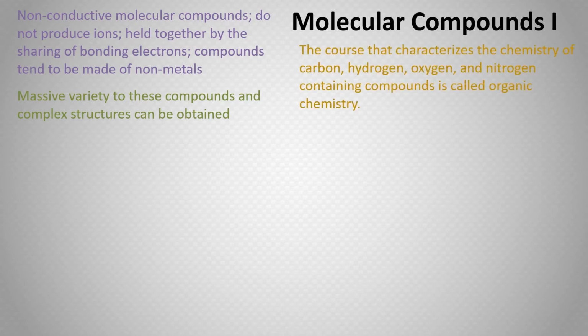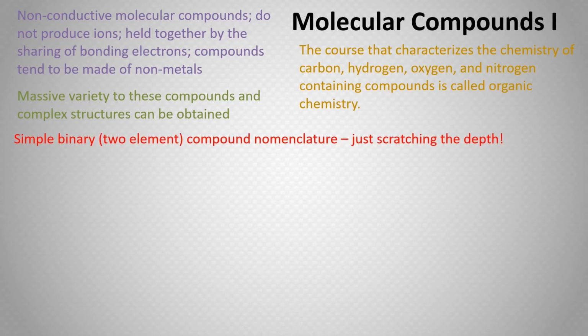There's a whole year of chemistry to just characterize the huge variety of carbon, hydrogen, oxygen, and nitrogen-containing compounds called organic chemistry, and the nomenclature rules can fill multiple pages. Now, we're going to keep it simple at this stage and just concentrate on naming binary, two-element compounds for now. But be aware, we are barely scratching the surface of these types of compounds in their somewhat more complicated nomenclature.